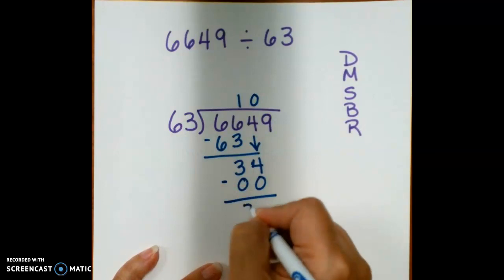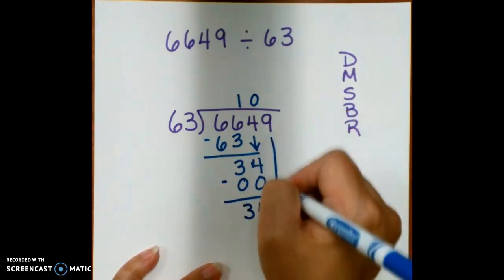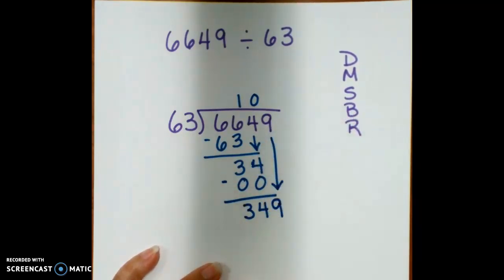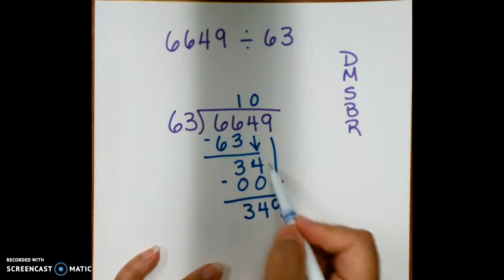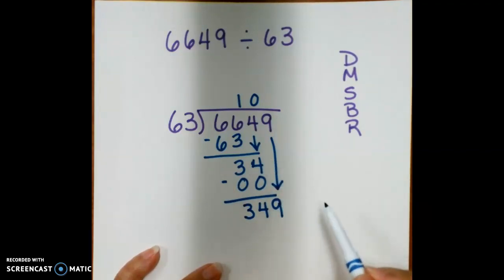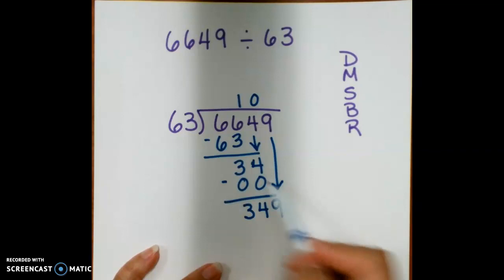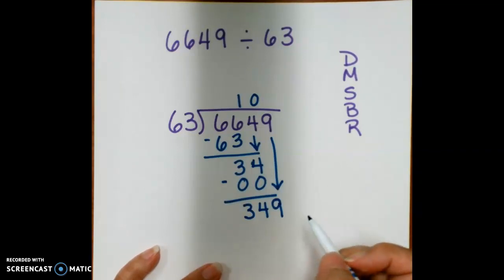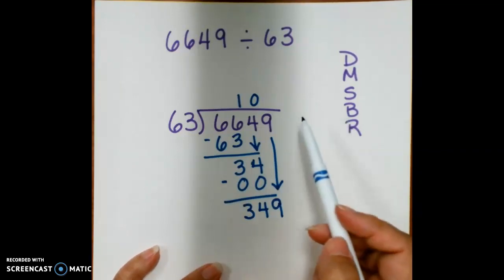Now, if it helps you, you can go ahead and multiply 63 times 0 and get 0. When we subtract, we would still have 34, and then we can just bring down the 9. It is okay if you don't do that and you just bring the 9 down next to the 4 if you want to do that. But if you get in the habit of doing that other step, it'll just make it easier in the long run so you don't skip one later on.